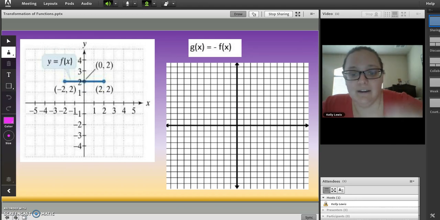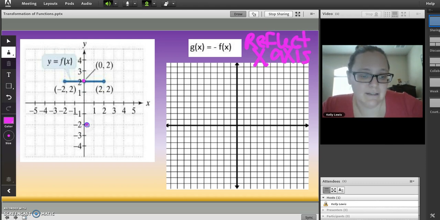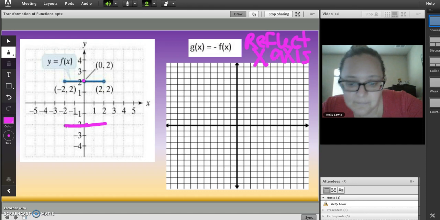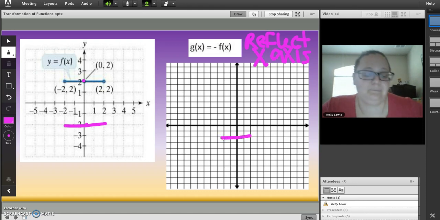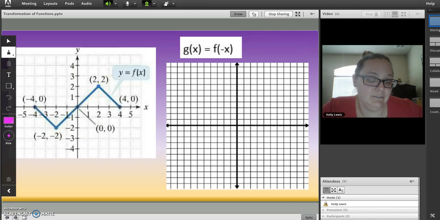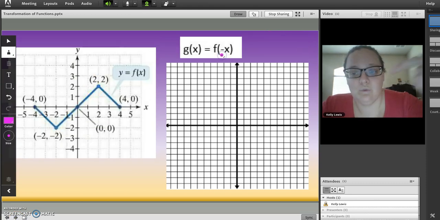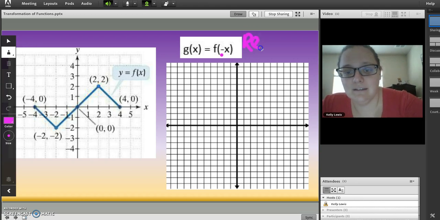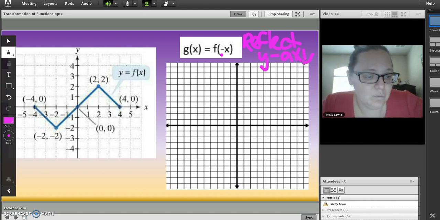Here, this right here makes it reflect on the x-axis. So instead of it being up here, it's going to be down here. And let's try a different function. This, with the negative with the x, it's going to reflect on the y-axis. So everything will be opposite.